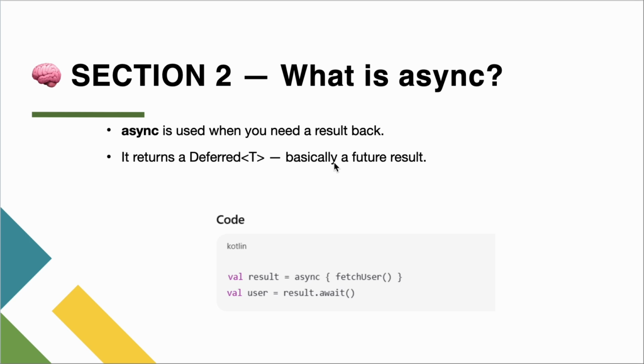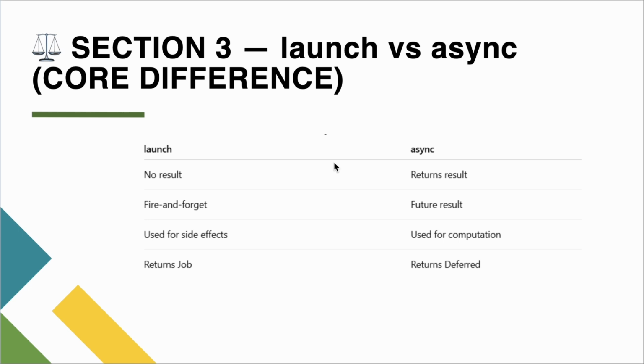All right. Now we will see section 3, which says launch versus async, the core difference. Launch returns no result. Async returns the result. Launch is fire and forget. Async is based on the future result. Launch is used for side effects. Async is used for computation, of course. Side effects as in something which you want to do in parallel along with your main execution. And used for computation as in you want to execute something and based on that you want to save some data, bring back some data and store it on the UI. That is some kind of computation. Launch returns a Job.